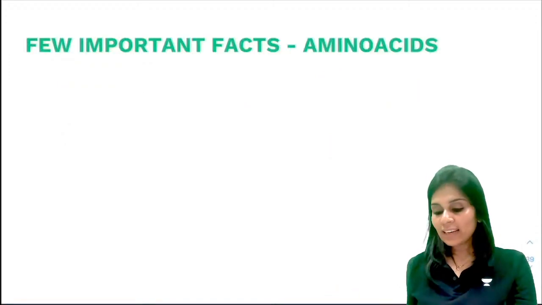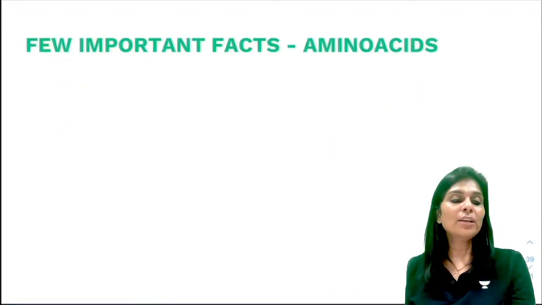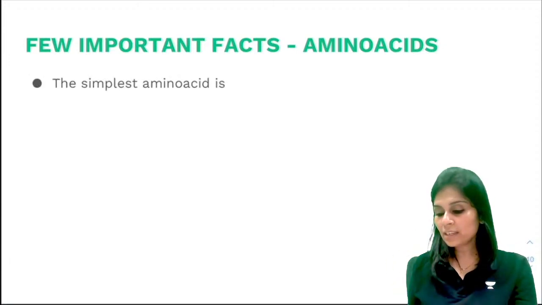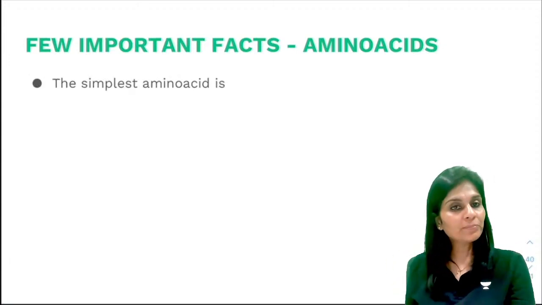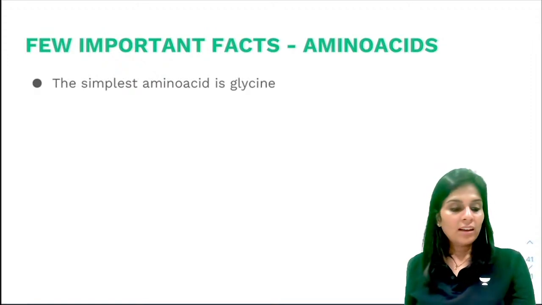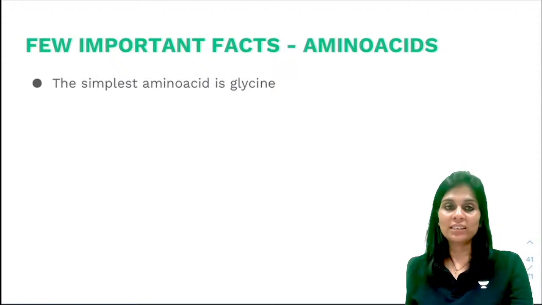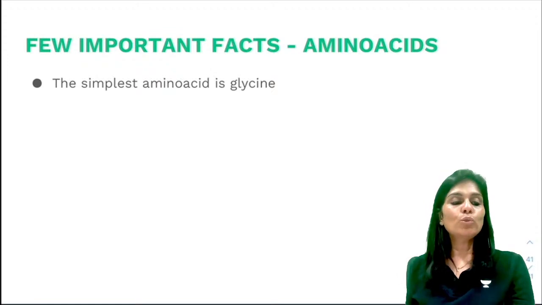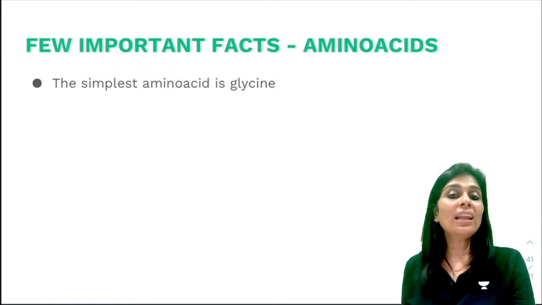So what are the facts that we are going to learn as far as amino acids are concerned? The first fact is, which is the simplest amino acid? Give me the answer quick. The simplest amino acid is glycine. Aishwarya has answered it as the most abundant amino acid. I would like to complete the statement saying it is the most abundant amino acid of collagen.